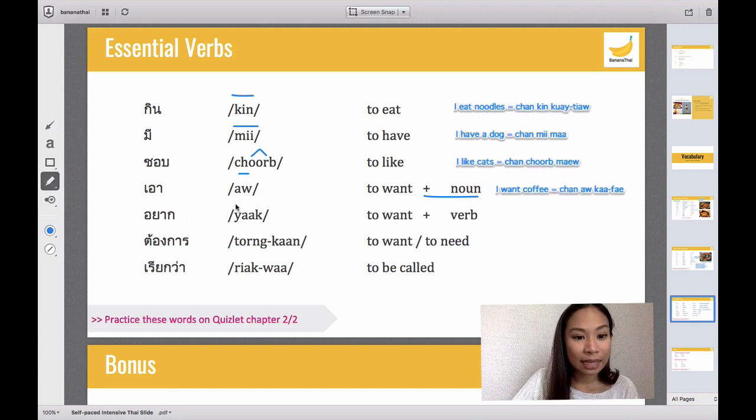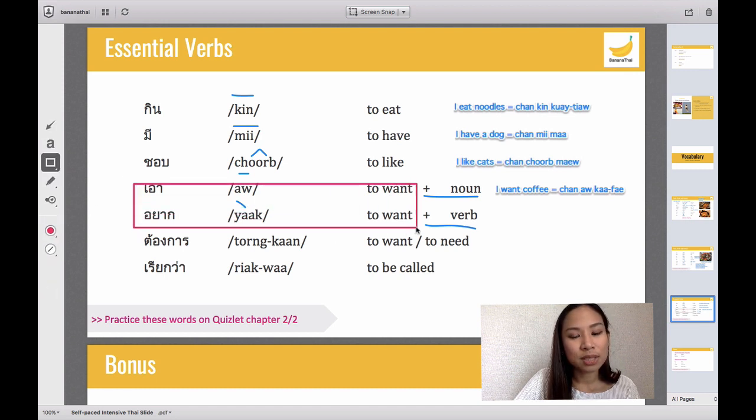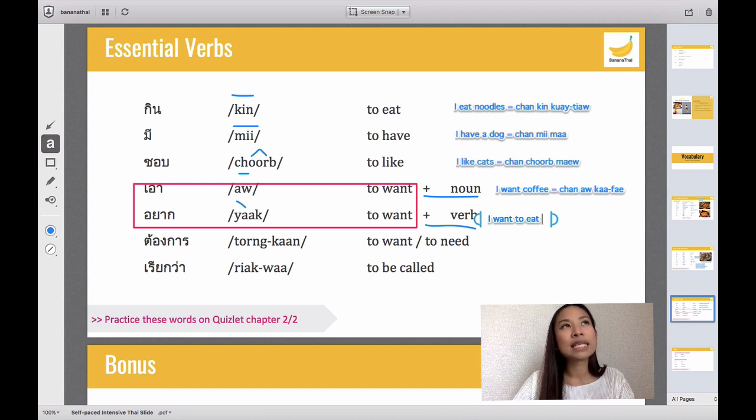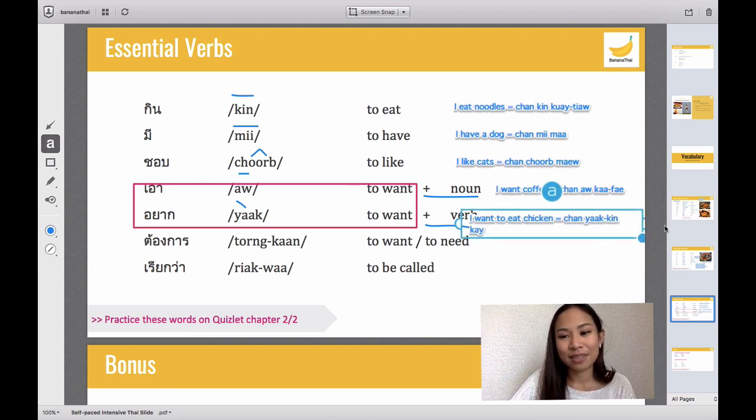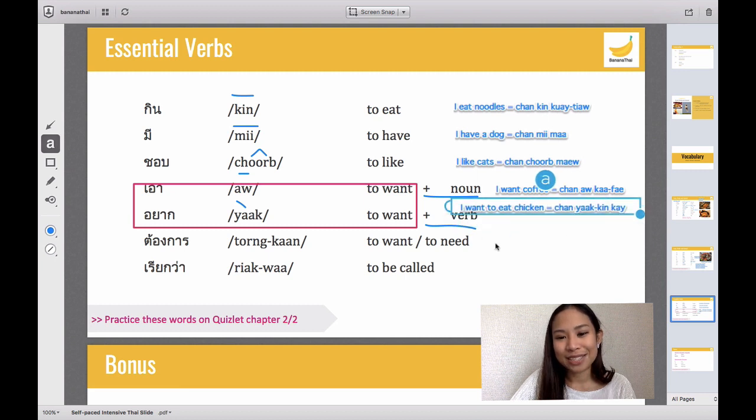While this one, อยาก is to want, same but plus verb. So you can see that these words are similar to want. เอา plus noun, อยาก plus verb. And for an example of using the word อยาก, for example, I want to eat chicken. So ฉัน want to eat. See, eat is a verb, so in this case you have to use the word อยาก. So ฉันอยาก want to eat กิน. Chicken is ไก่. That's it. I want to eat chicken. Very random sentence, but yes, at least you know some words from what I just taught.